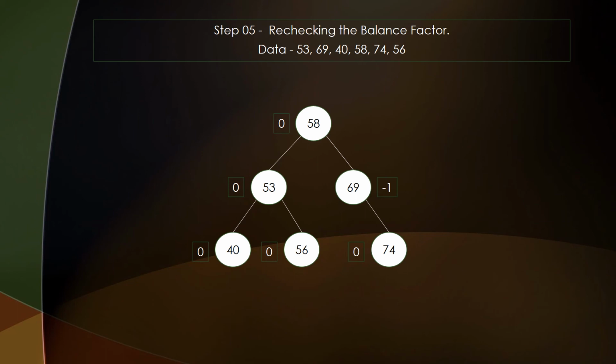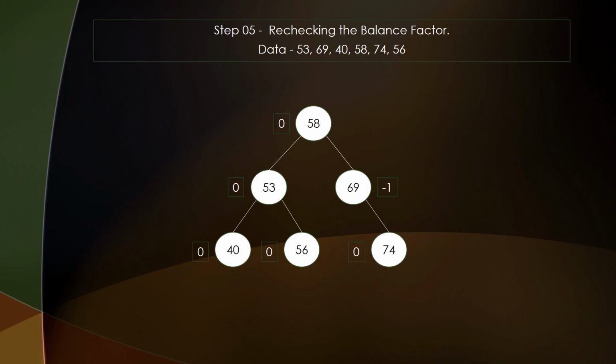Now for the node 53, since there is a single level in the left subtree and a single level in the right subtree, so using the balance factor formula, it will be 1 minus 1, giving a balance factor of 0. For the node 69, there are no nodes in the left subtree but there is a single level in the right subtree. Using the balance factor formula, it will be 0 minus 1, giving a balance factor of minus 1. For the root node 58, there are 2 levels in the left subtree and there are 2 levels in the right subtree. So using the balance factor formula, it will be 2 minus 2, giving a balance factor of 0.